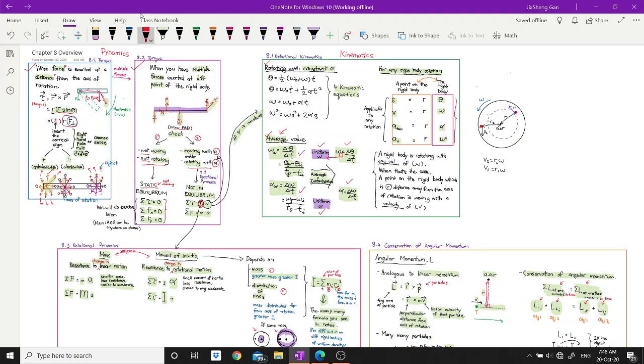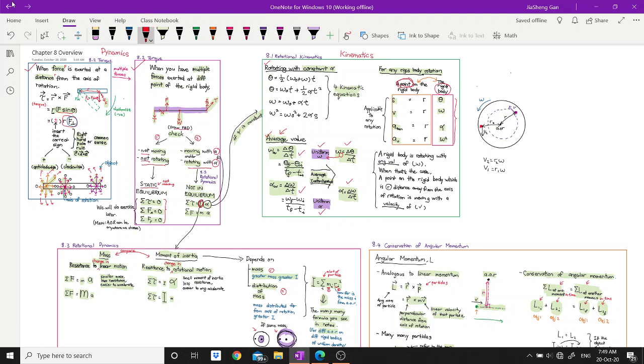Okay? So lastly, you have these four equations. Basically their usage is to relate a rigid body to a certain point on the rigid body. You relate the whole rigid body to a certain point on the rigid body. Okay, so these four equations.